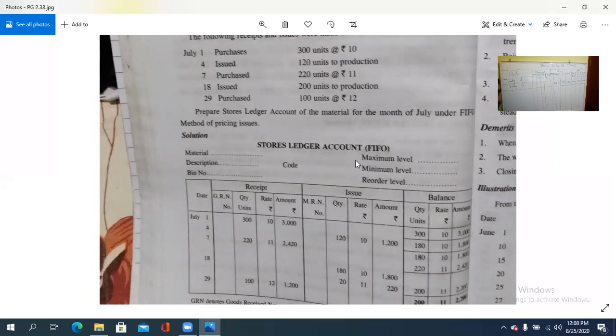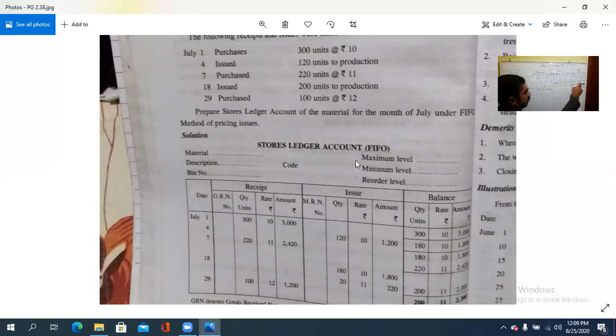Okay. Next, purchased 220 units at rupees 11, July 7. So now the balance is how much? 180 at the rate of rupees 10, 1800. Next is what? Purchased 220 units. So 220 at 11, how much is it? 2420. Now the balance is how much? 180 at 10, 1800, and 220 at 11, 2420. So now the available balance is this much.